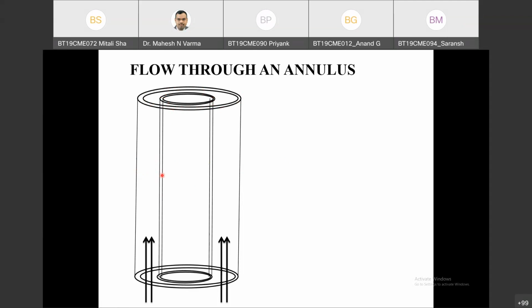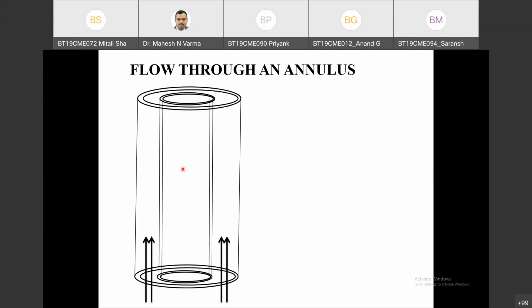We have already discussed the flow through a pipe. In a shell and tube heat exchanger, we have both flows. One flow will be through the pipe, and another flow will be through the shell. So this is a kind of flow through shell. How do we get the velocity profile for flow through the shell? That is what we are going to discuss in this problem.